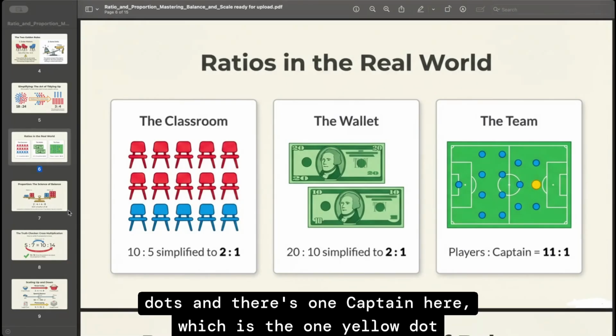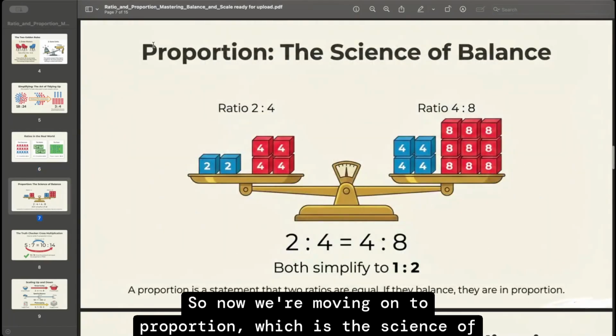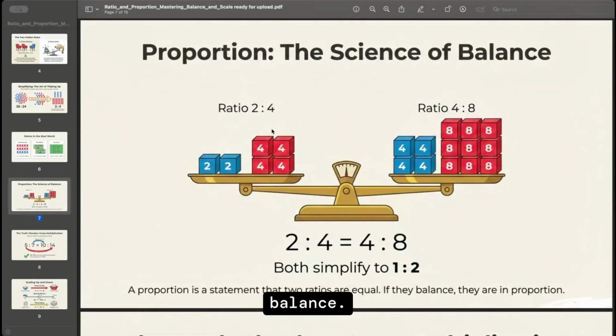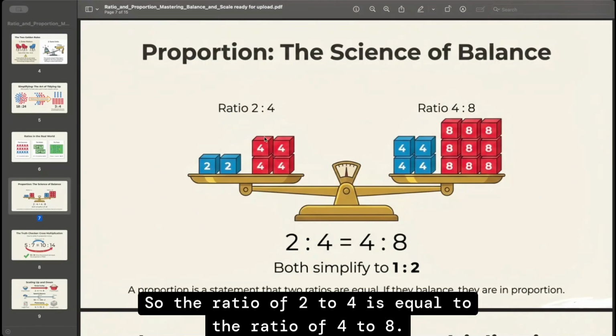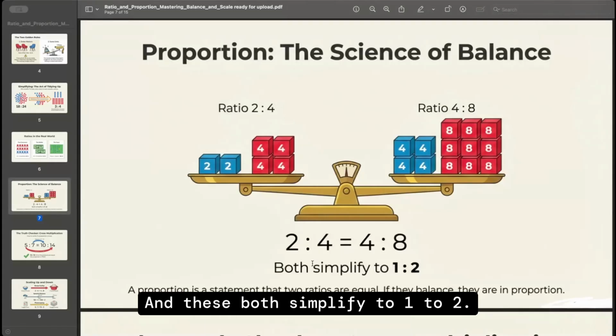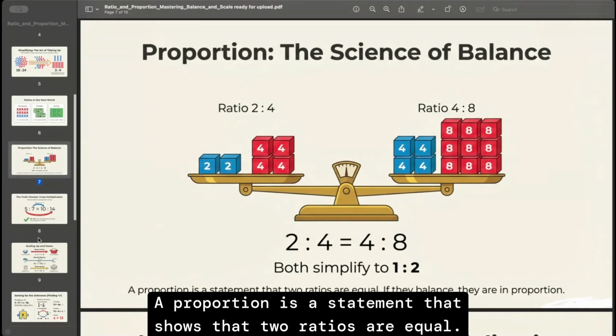So now we're moving on to proportion, which is the science of balance. The ratio of 2 to 4 is equal to the ratio of 4 to 8, and these both simplify to 1 to 2. A proportion is a statement that shows that 2 ratios are equal, and if they balance, they are in proportion.